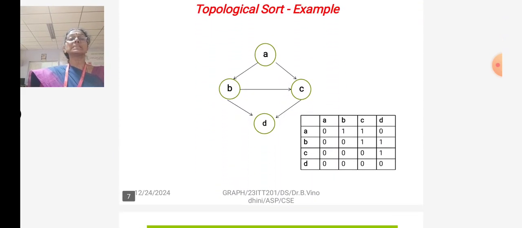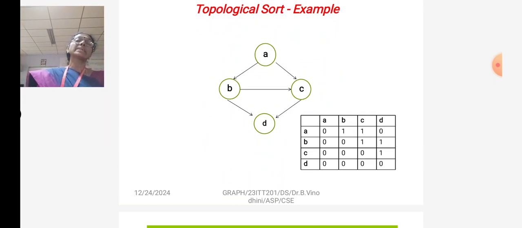For example, consider this directed graph. First step, we can represent that directed graph as an adjacency matrix and find the adjacent vertices of all the vertices. For example, the adjacent of A is B and C, so mark it as 1. The adjacent of B is C and D, so mark it as 1. Adjacent of C is D and adjacent of D is none. So find the adjacency matrix of the given graph.